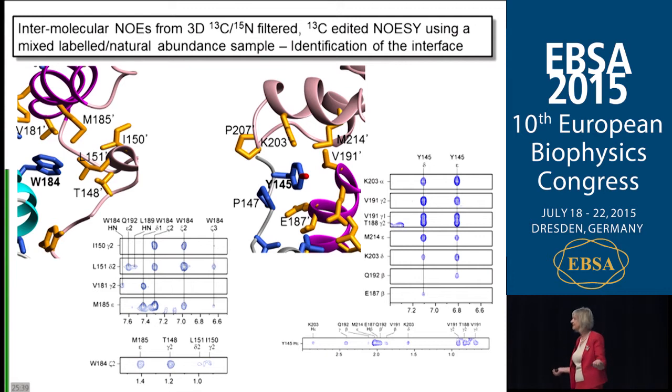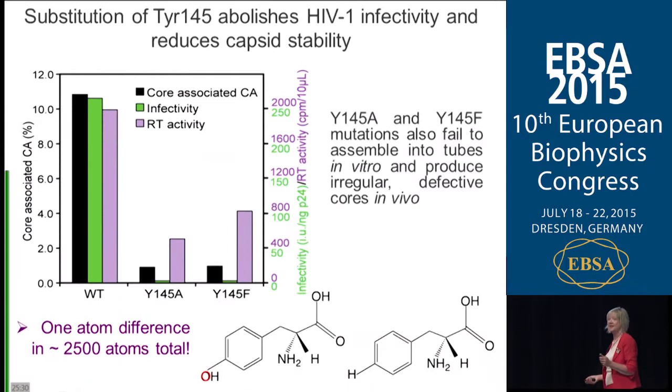But just because it's structurally important does not mean it's functionally important. So you have to go and test whether it is functionally important, and that's exactly what we did. We made 2 mutants. We changed tyrosine 145 to an alanine and to a phenylalanine. And then in vivo, we tested core stability, infectivity, and RT activity. These are parameters that will tell you whether a virus behaves like a bona fide, a wild-type virus.